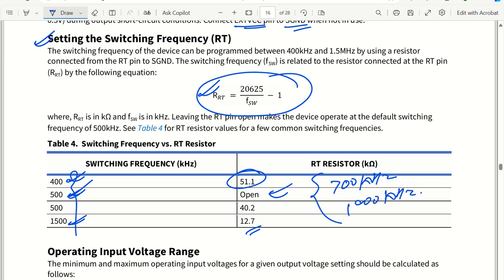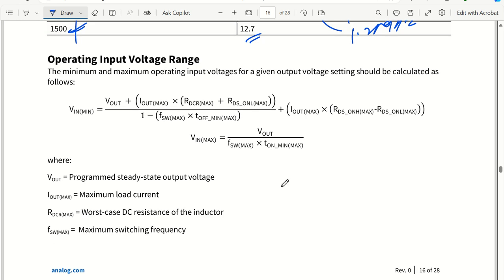So these two values I generally like for our application. Even 1.2 megahertz is a good choice for your applications, but 700 is more than sufficient, or even 500 is more than sufficient.